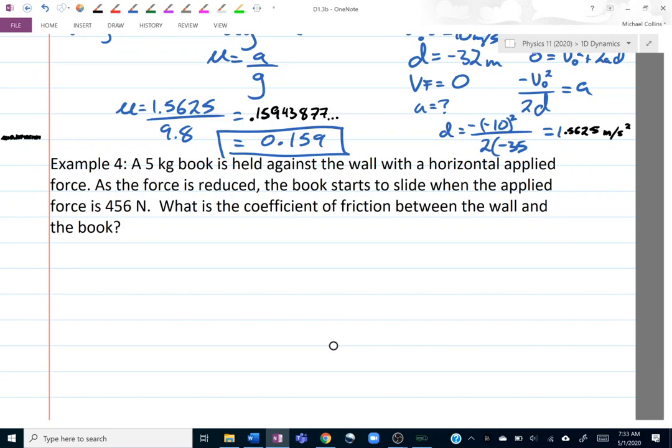So you could do this at home. You can grab a book, you can use your hand, you can push it against the wall, and then slowly reduce the force on the book until it starts to slide. And that's essentially what you've done here.